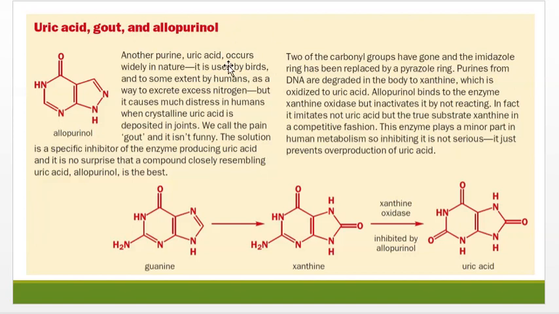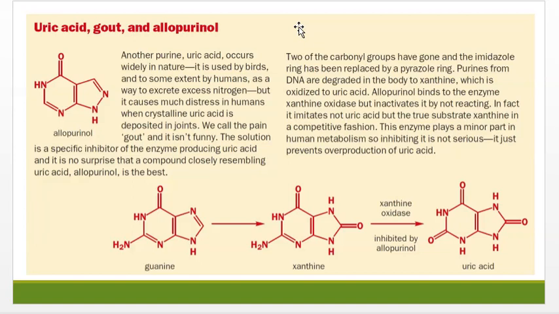Another purine, this is uric acid, and in the last slides I showed you the molecule of allopurinol and uric acid. But now I will repeat for you for a good understanding. Another purine, uric acid, occurs widely in nature. It is used by birds and to some extent by humans as a way to excrete excess nitrogen, but it causes much distress in humans when crystalline uric acid is deposited in joints. We call the pain gout, and it is not funny.